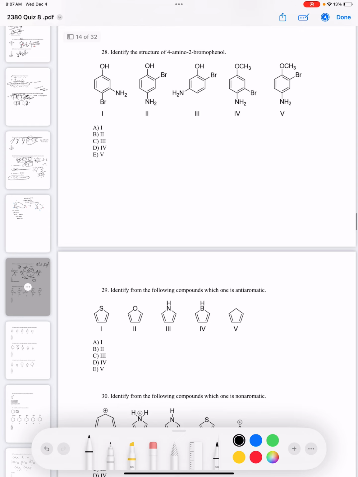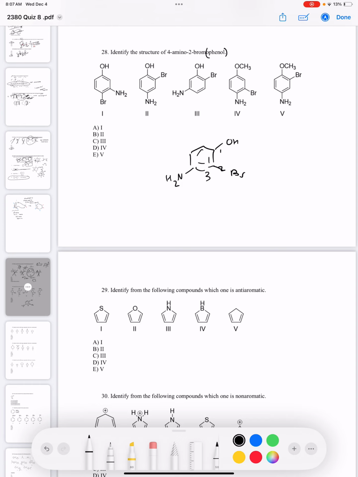Identify the structure of 4-amino-bromophenol. So phenol is OH, and then that would be 1, 2 bromo, 3, and then 4 is the amine, so NH2. So I think it looks like this.